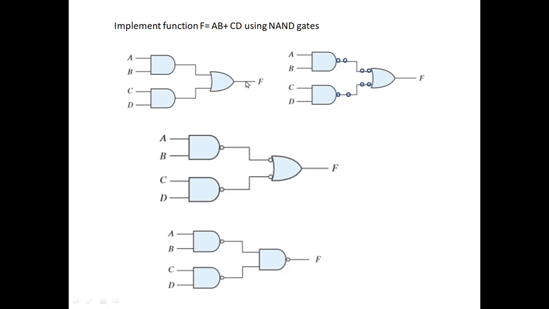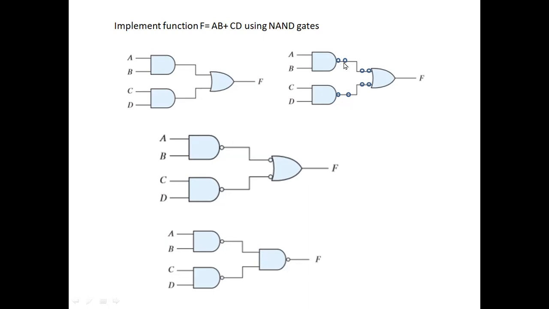They are ORed together. So this is the logic circuit for the function f is equal to AB plus CD. Now we'll see the implementation using NAND gates. We know that A double complement is equal to A, isn't it? So here I am going to put two inverters.